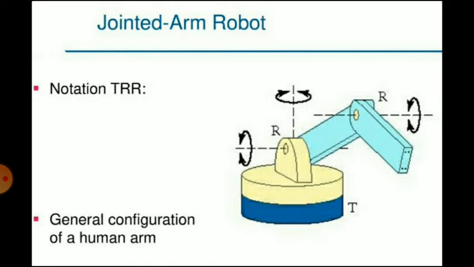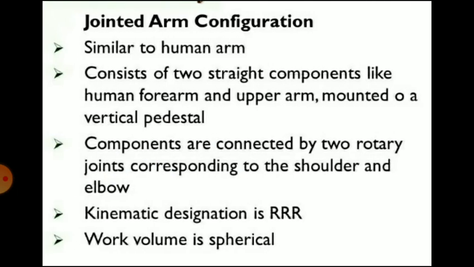So the jointed arm consists of a vertical column that swivels about the base using the T joint. At the top of the column, there is a shoulder joint shown as an R joint, whose output link connects to an elbow joint, that is another R joint. So it is similar to a human arm and consists of two straight components like the human forearm and upper arm mounted on a vertical pedestal. The components are connected by two rotary joints corresponding to the shoulder and elbow.